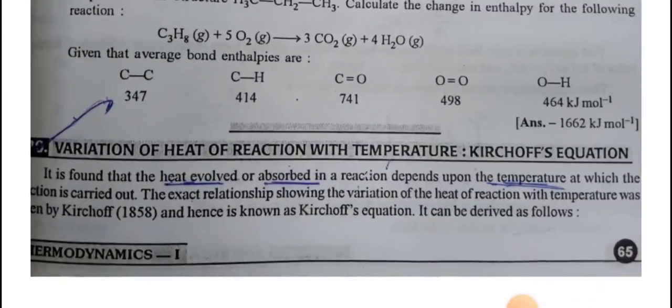Variation of heat of reaction with temperature, that is, Kirchhoff's equation. It is found that the heat evolved or absorbed in a reaction depends upon the temperature at which the reaction is carried out. The exact relationship showing the variation of heat of reaction with temperature was given by Kirchhoff in 1858 and hence is known as Kirchhoff's equation. It can be derived as follows.